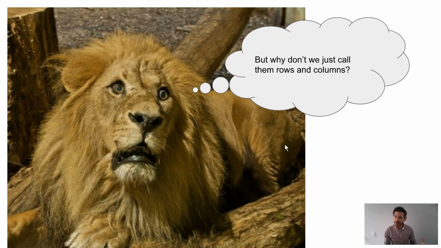Why don't we just call them rows and columns? I don't know. I mean, the group thing makes sense, and the periods for rows, not so much.